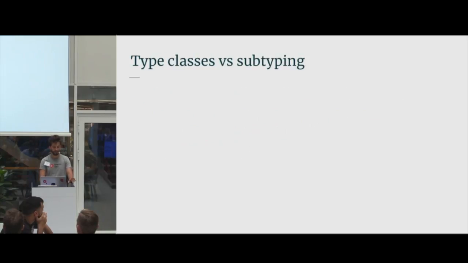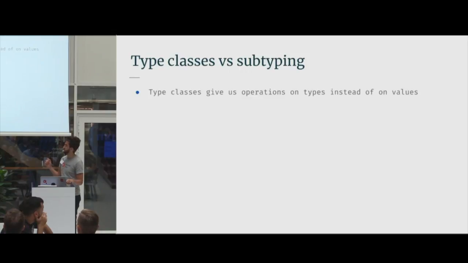So type classes versus subtyping. Type classes give us operations on types instead of values, right? So this is what we mean when we call empty on the type instead of a specific value, because we don't have a value, we just want to get one.